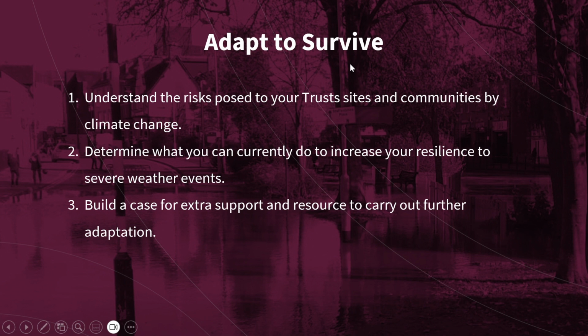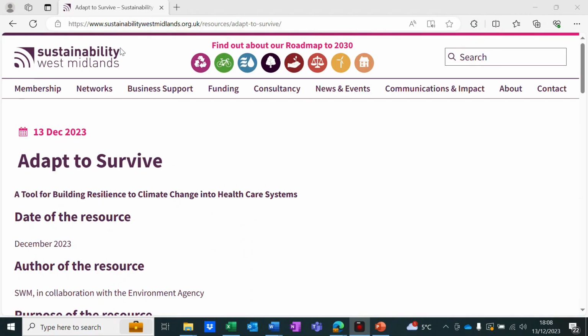There's also a written guide that talks you through this worksheet, which is called Adapt to Survive. The most effective way to understand and complete the worksheet is to use both these videos and the written guide together. And all of these resources can be found on the Sustainability West Midlands website, sustainabilitywestmidlands.org.uk/resources/adapt-to-survive.